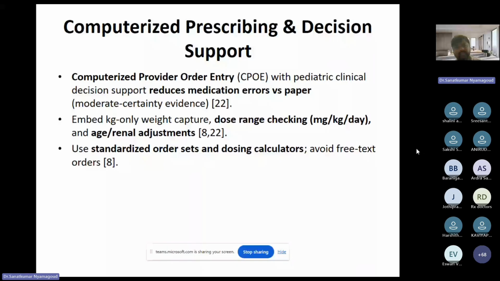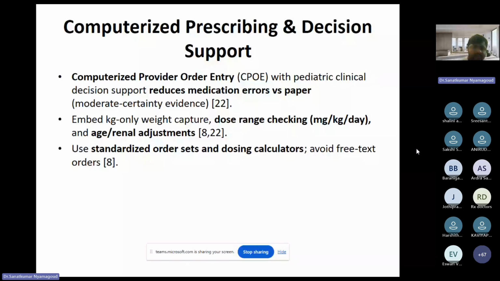So computerized provider order entry will help with the pediatric population, and even for clinical decision support, which leads to reducing medication errors. If you just compare with the paperwork, in paper what happens is many times we come across many errors, but in computerized order entry, we don't come across. And we should embed kg only weight capture.